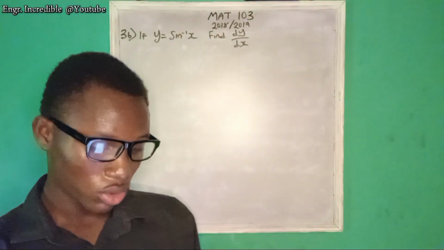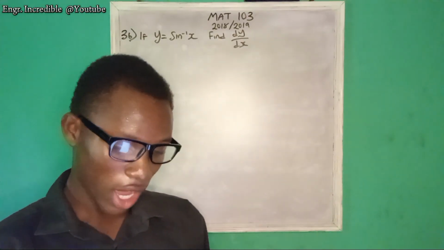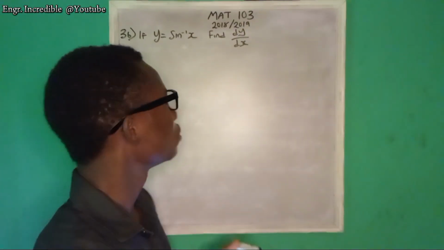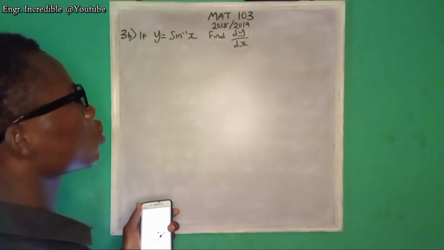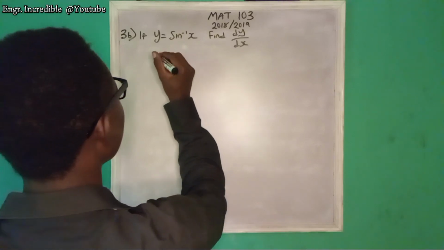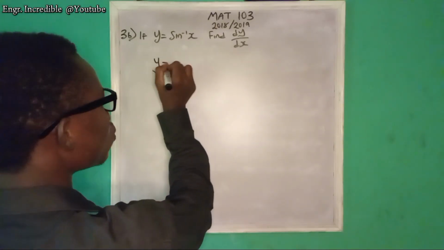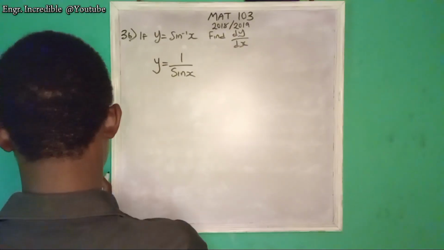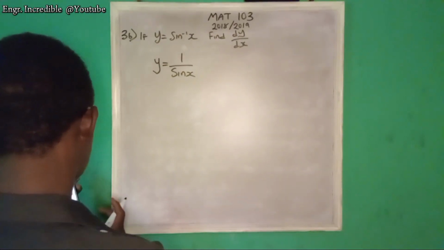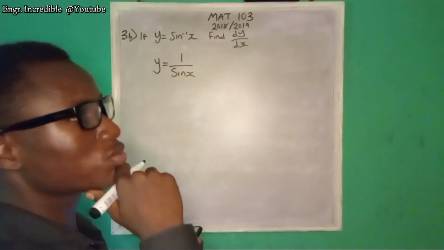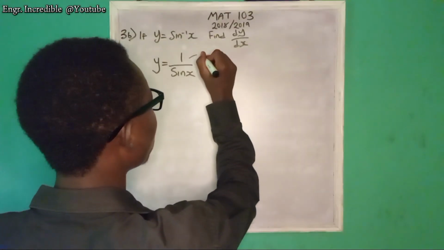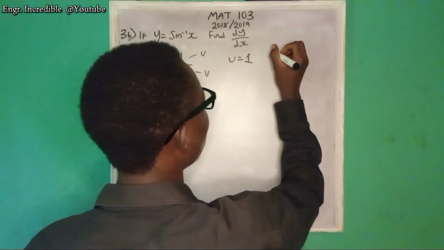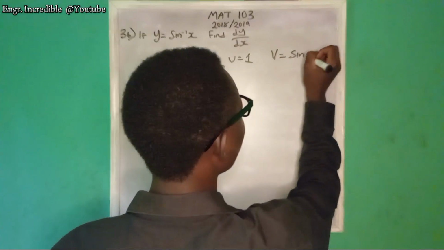So now the question 3b says if y is equals to arc sine of x, find dy dx. So how are we looking for dy dx? First of all, you say y is equals to arc sine of x, and we know that if arc sine, it means that y is equals to 1 over sine x. This is what it simply means. So here we are going to be using the quotient rule. Above one as u and this as v. Therefore, we have our u is equals to 1, then our v is equals to sine x.